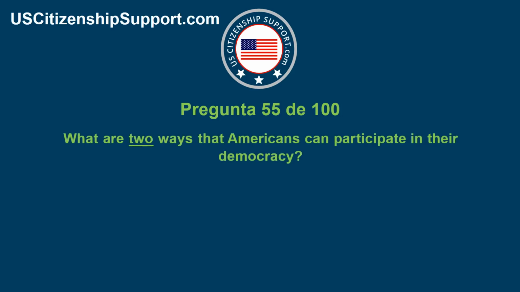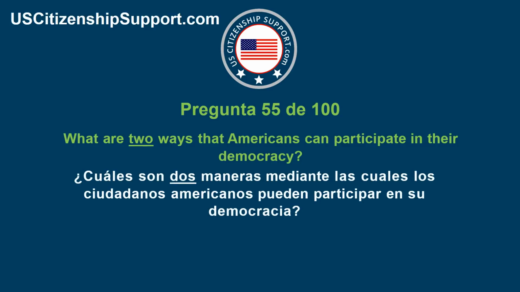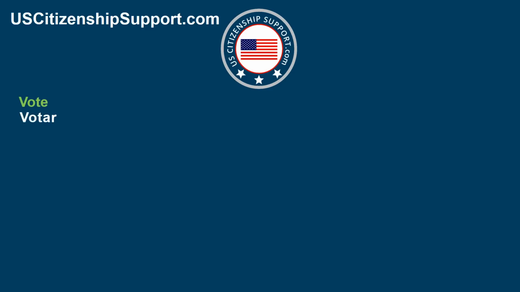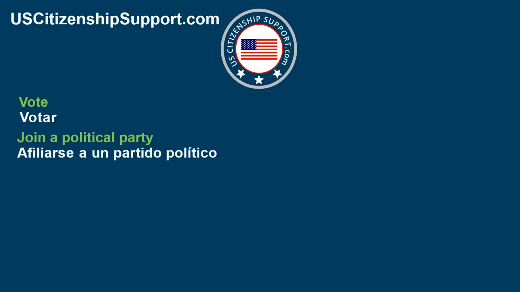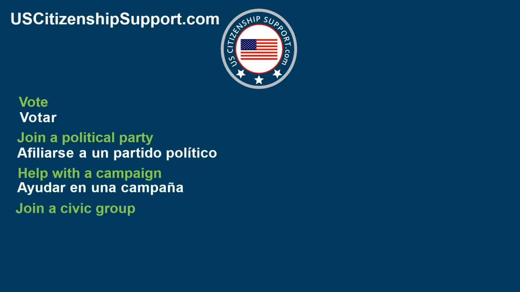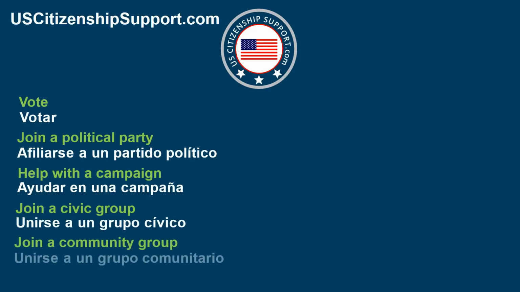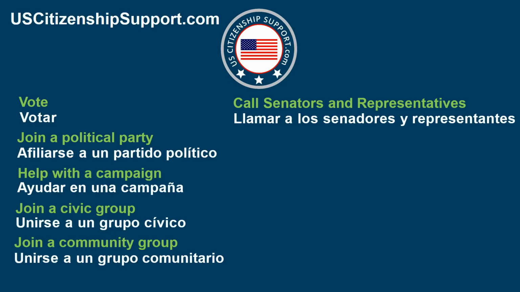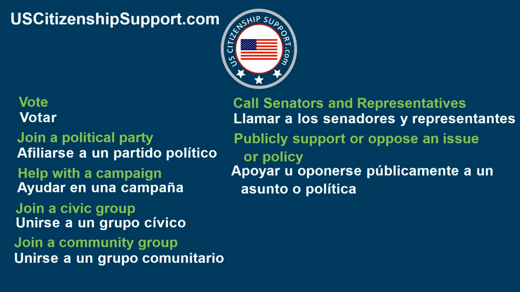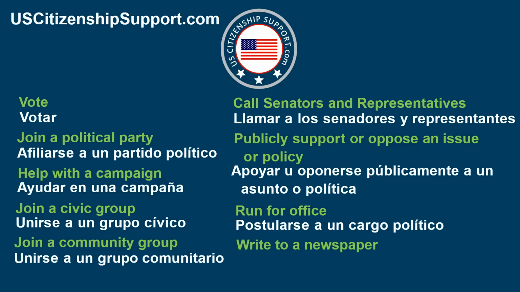What are two ways that Americans can participate in their democracy? Vote. Join a political party. Help with a campaign. Join a civic group. Join a community group. Call senators and representatives. Publicly support or oppose an issue or policy. Run for office. Write to a newspaper.